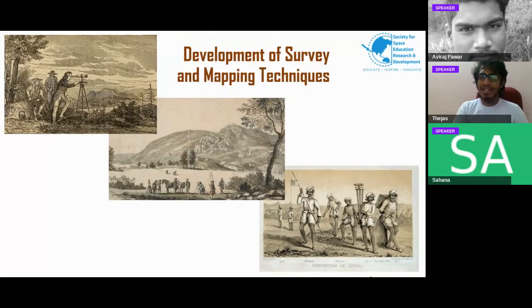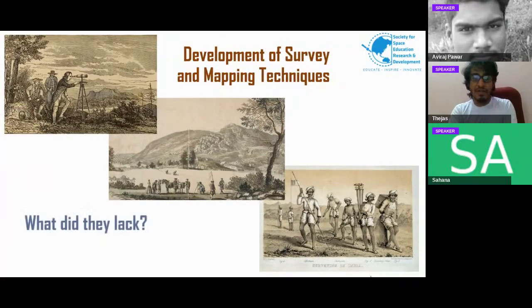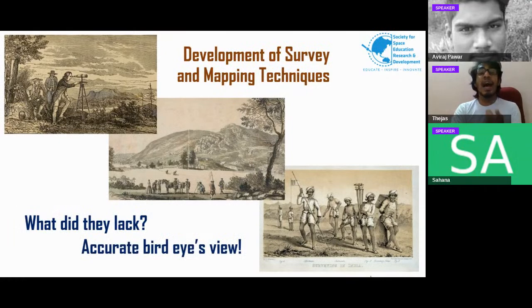Take some time, try to guess what these methods lacked, because when we try to map all these things, we do it from the perception of front eyes, like the binocular eyes that we have. So the problem with the mapping system that we used to have is that we didn't have the bird's eye view. That is, we weren't able to get the top projection of the entire area.